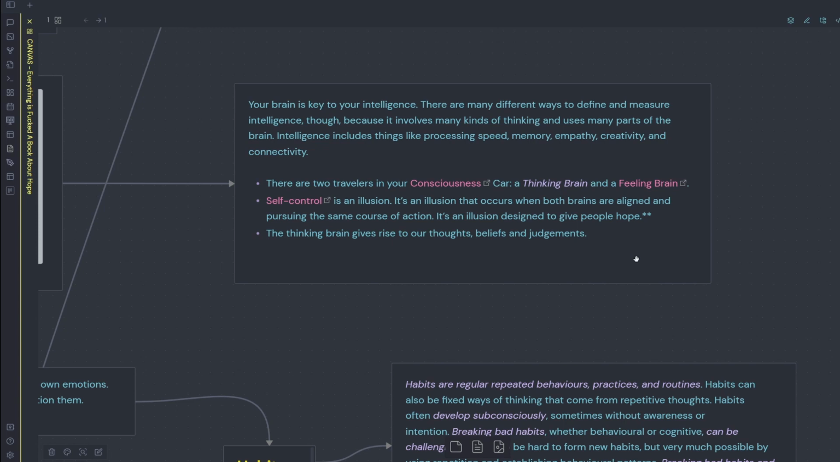Mark talks about there being 2 travelers in your conscious car. You've got your thinking brain and your feeling brain. So self-control is an illusion. It's an illusion that occurs when both brains are aligned and pursuing the same course of action. It's an illusion designed to give people hope. The thinking brain gives rise to our thoughts, beliefs, and judgments.